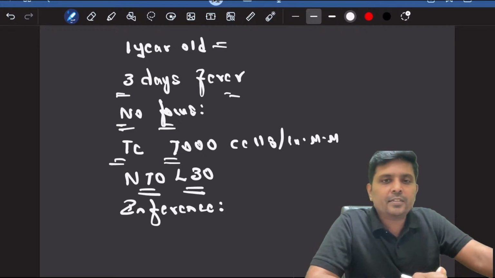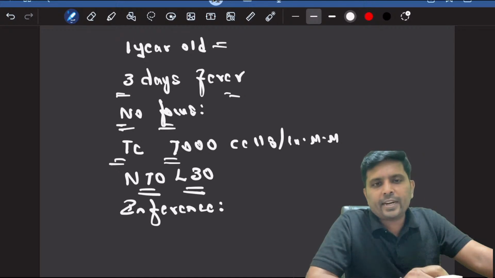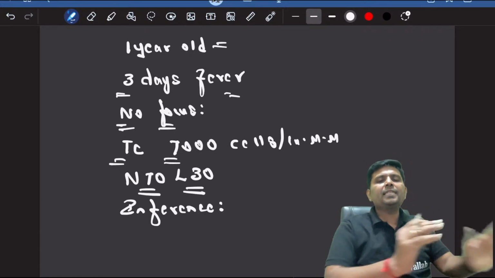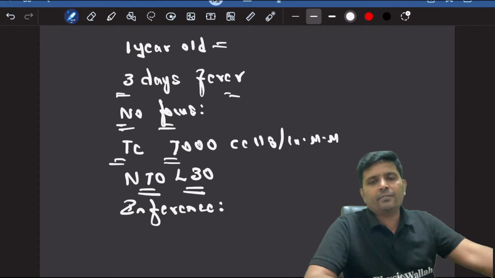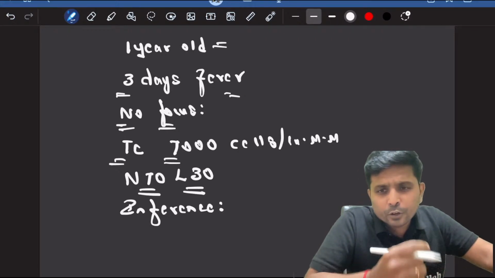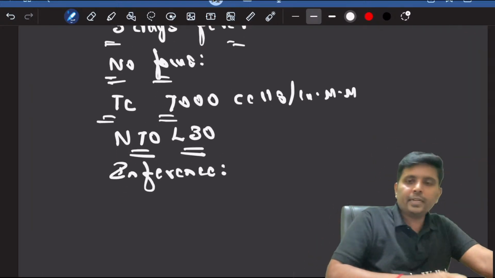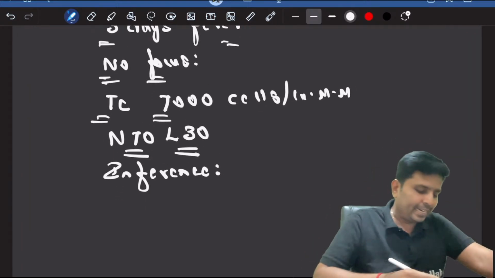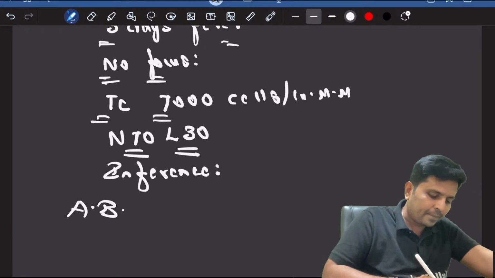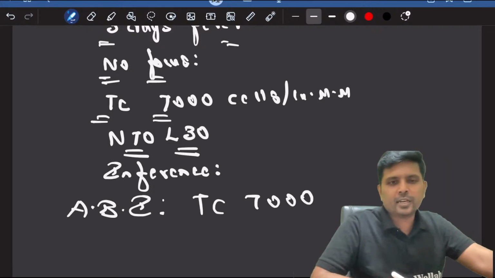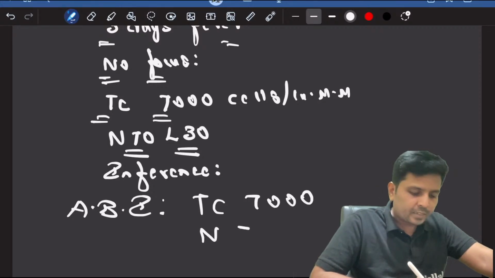So what is the inference in this case? Keshav, what is the inference? 1-year-old, 3 days fever, no focus. Total count 7,000, neutrophil 70%, lymphocyte 30%. Is it a bacterial infection or viral infection? Look at this, neutrophil is 70%. So here I have one more intern who is answering me, bacterial infection. So what is Keshav answering? Acute bacterial infection.